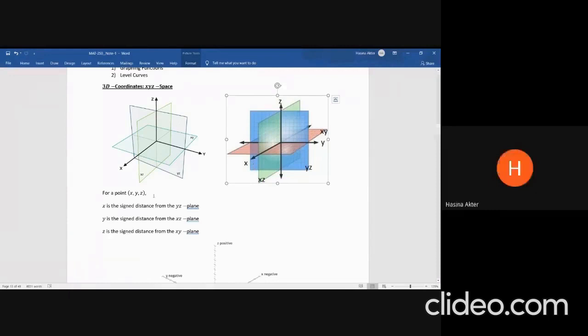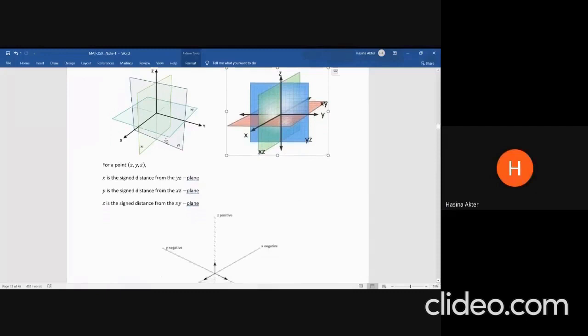Very good. So now let's conclude then. In the XYZ space, every point is denoted by a triple, which is X comma Y comma Z. X is the signed distance from the YZ plane. That means the distance of the point from the YZ plane.